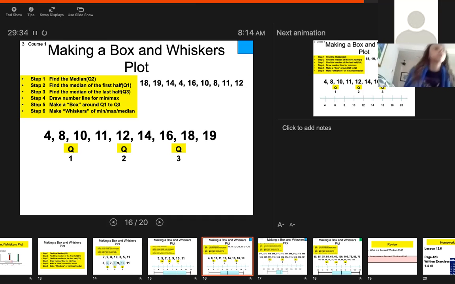What would be a bad answer, Malachi? I'm going to go from 4 to 53. Technically, that's a perfectly fine answer. The problem is you get all this dead space. It's not a great graph, but it is a correct graph.